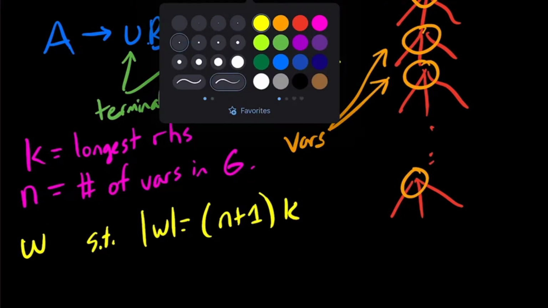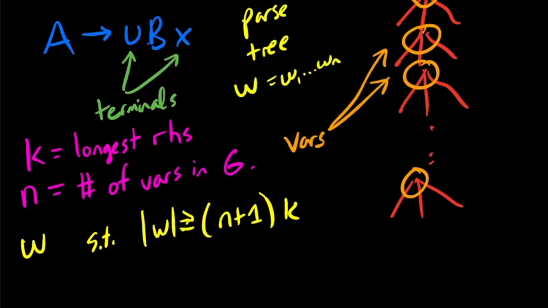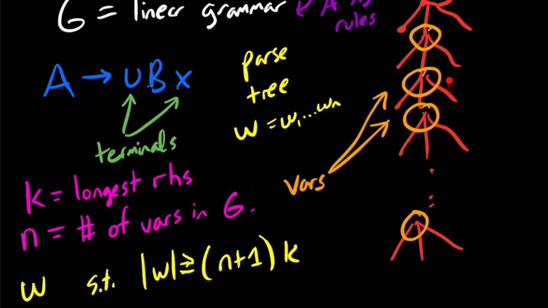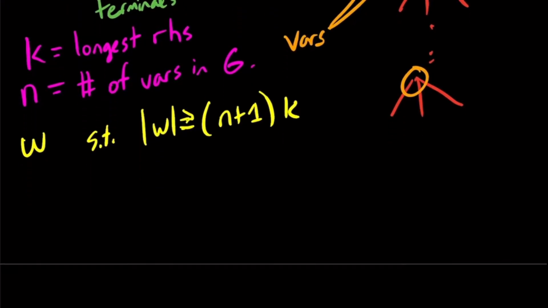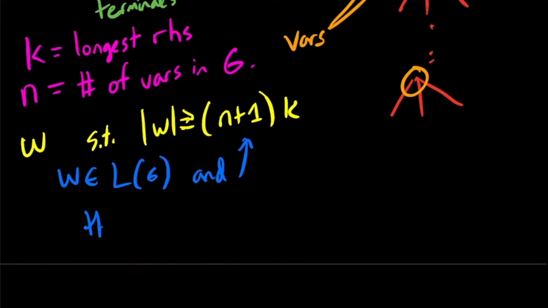So if the length of w is at least that number, then if we do the absolute worst thing, which is to have every variable appear once, that's still not long enough to generate this string. So if this string has this particular length or bigger, and we're able to make a parse tree for it, then a variable must repeat. One thing we need to be sure of is that w is in the language of the grammar to start with, so that there is a parse tree for it, and then at least one variable repeats, which is pretty nice.